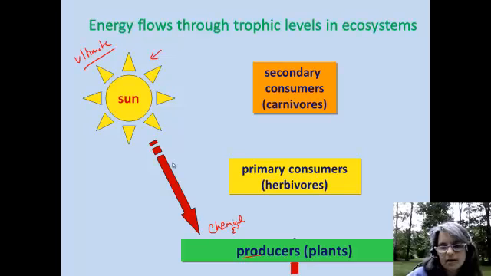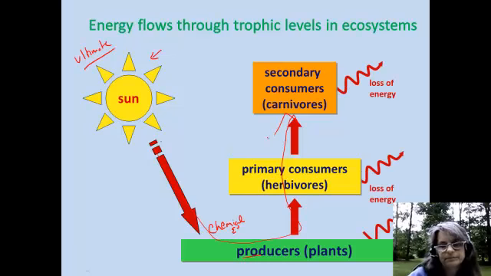Okay? And then when those plants are eaten by primary consumers or herbivores, some of their energy is taken up and placed into the herbivores. And when those herbivores are eaten by secondary consumers, or carnivores, then their energy is passed to them. So energy just flows from the sun through the life forms on the planet.